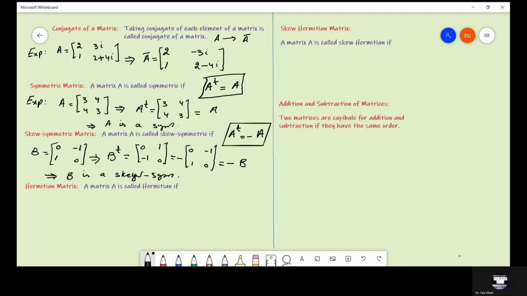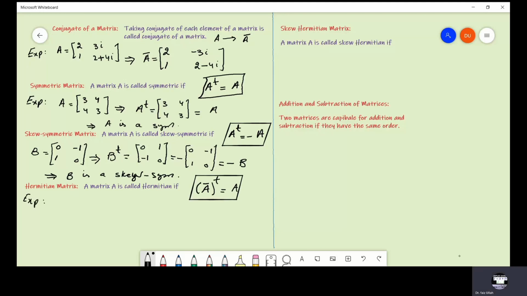symmetric matrix. Hermitian matrix. A matrix A is called Hermitian if we take conjugate of A and then we take its transpose and we get the same matrix A. In that case, A is called Hermitian. Let us see an example.